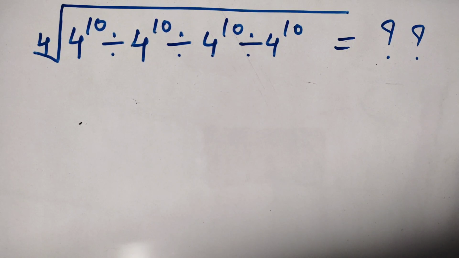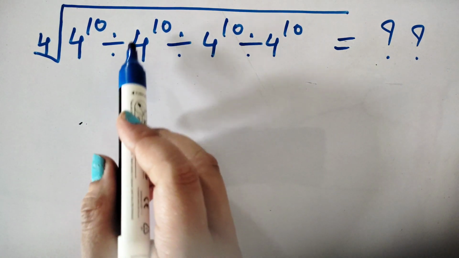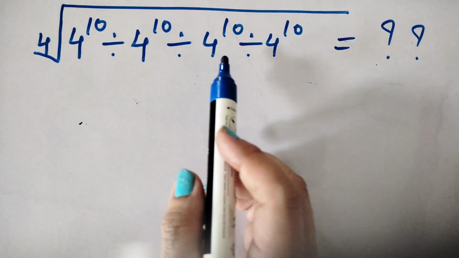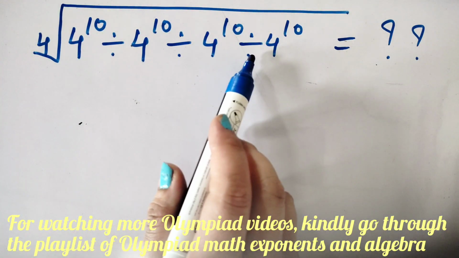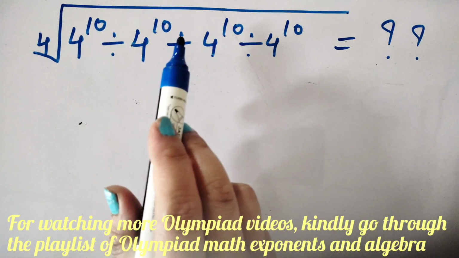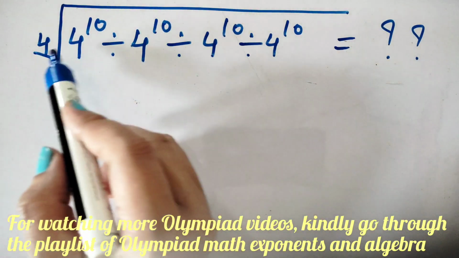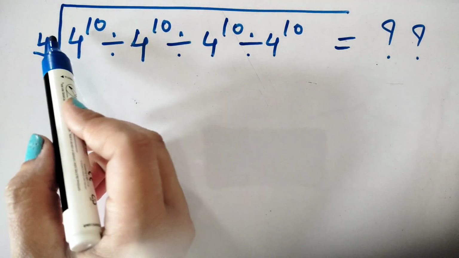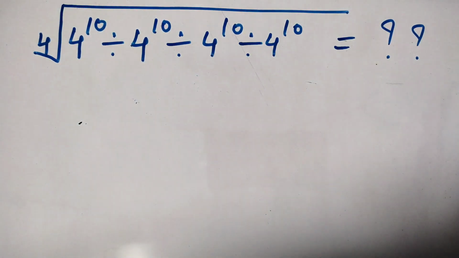Today we are going to do another question in which you can see the 4th root of 4 power 10 divided by 4 power 10 divided by 4 power 10 divided by 4 power 10. It means here 4 numbers, each 4 power 10, repeated 4 times, and it is not a square root, it is a 4th root. It means it's a 4, not square. 4th root of this number. So how to find this value?